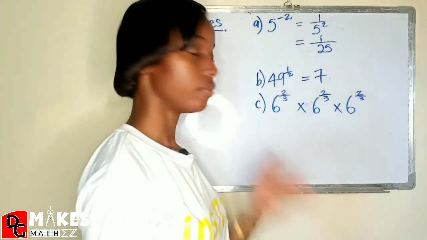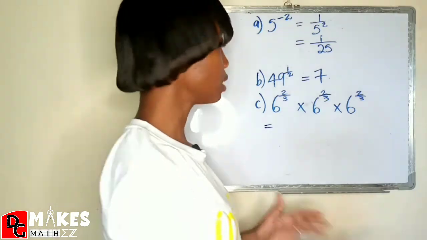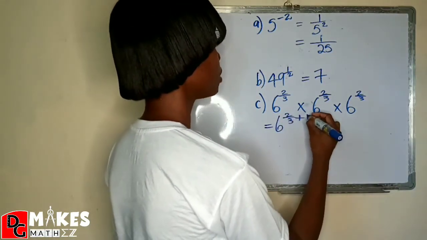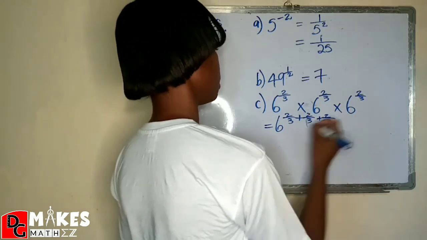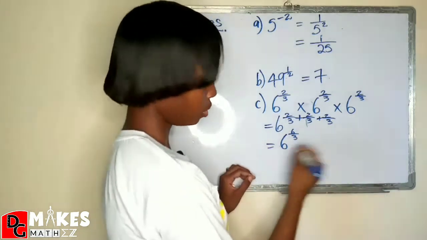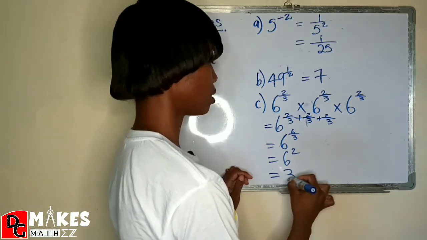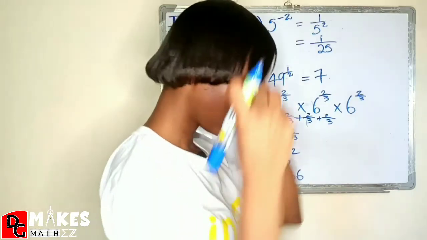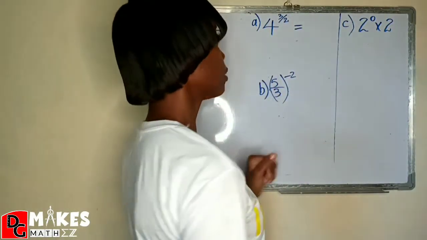Part C, very simple. We are multiplying the same base, 6, and so we can go ahead and add the powers. We have 2/3 plus 2/3 plus 2/3. That gives us 6 to the power of 6 over 3, which is 6 squared. And so that means our final answer is 36. Done. Pretty simple, don't you think?